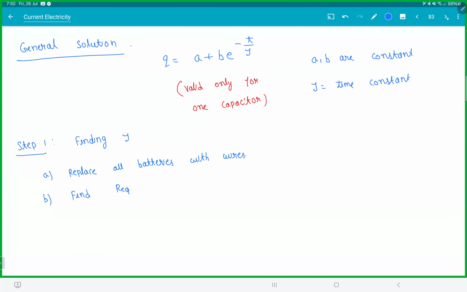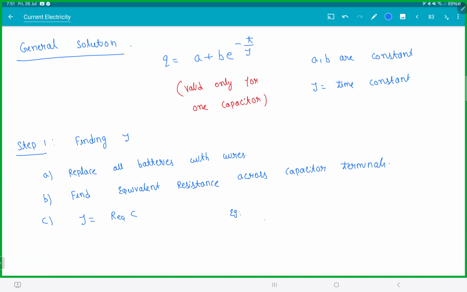Again, if you have flipping switches and all, you can't use this. And find the equivalent resistance across the capacitor. The capacitor is simply thinking there's one resistor and one battery. So find the equivalent resistance across the capacitor terminals. Third, we have tau is equal to R equivalent into C.